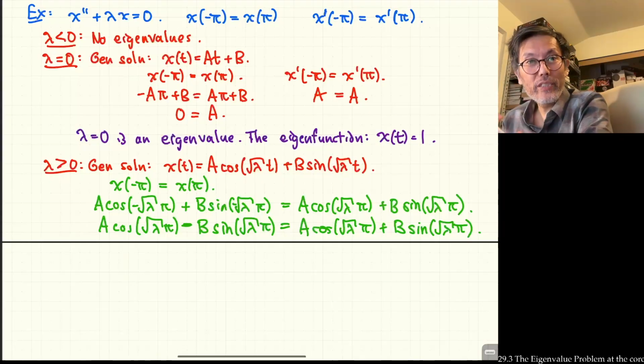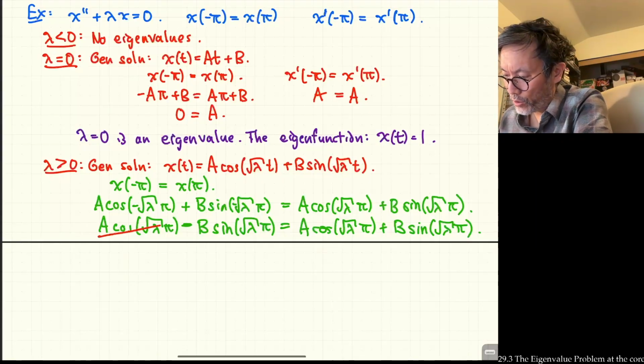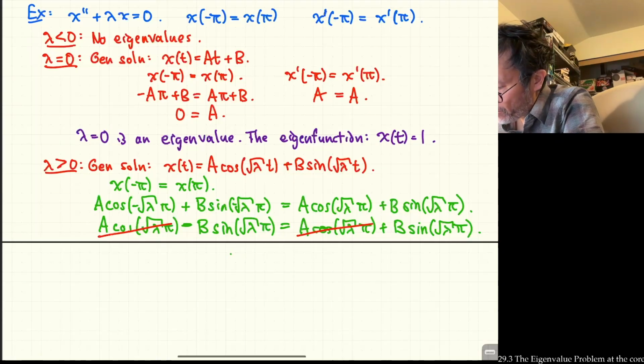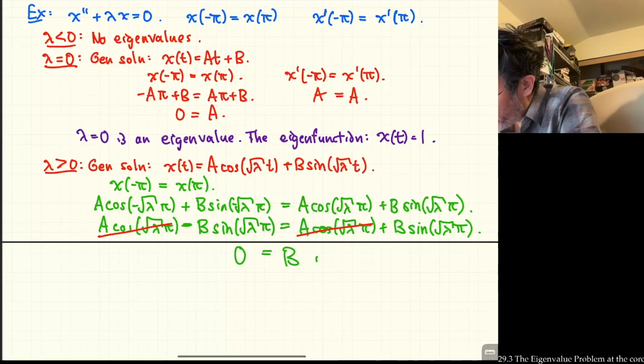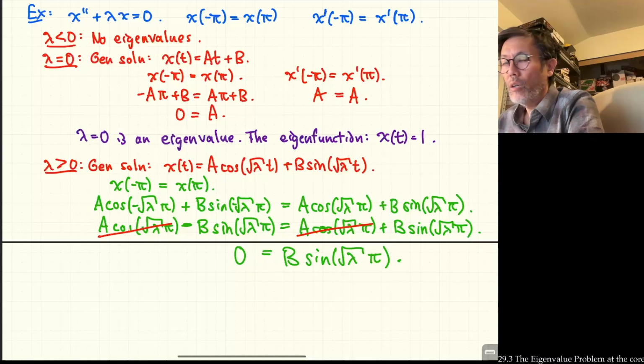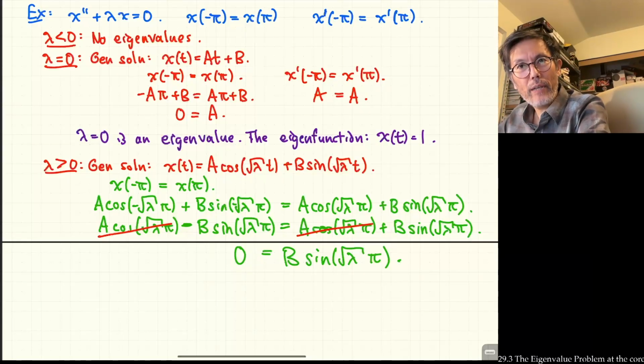Now, notice that the a cosine square root of lambda times pi terms kill each other. We can just do this move, right? And I can add b sine square root of lambda times pi to both sides and divide both sides by 2. And so I learn in the end that 0 is equal to b sine square root of lambda times pi. Okay? So either b is 0 or sine of square root of lambda times pi is 0.